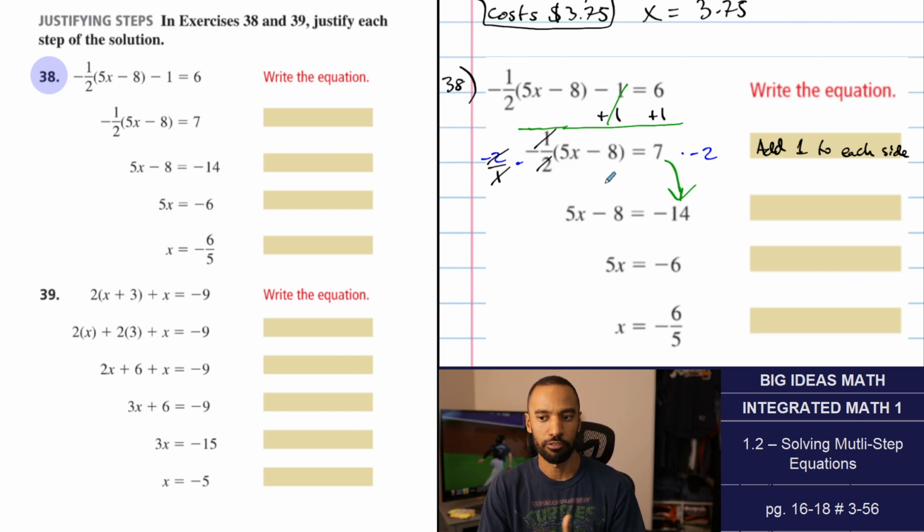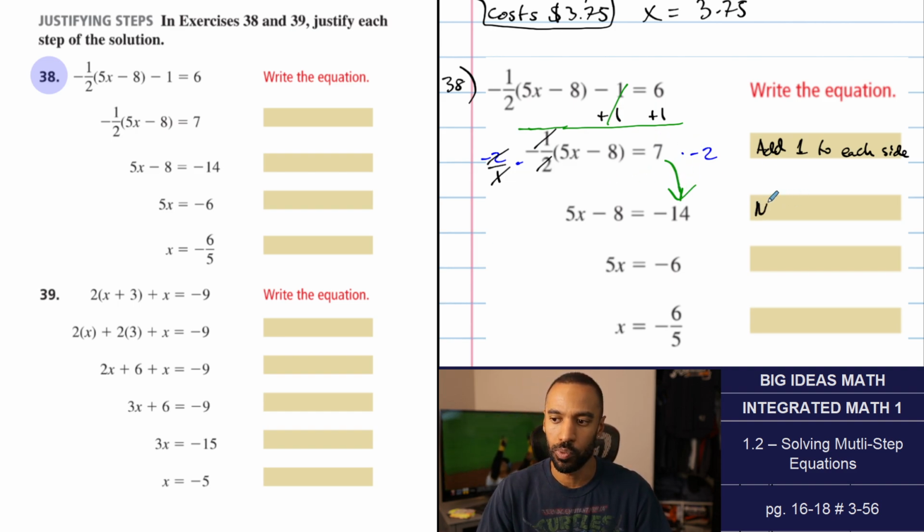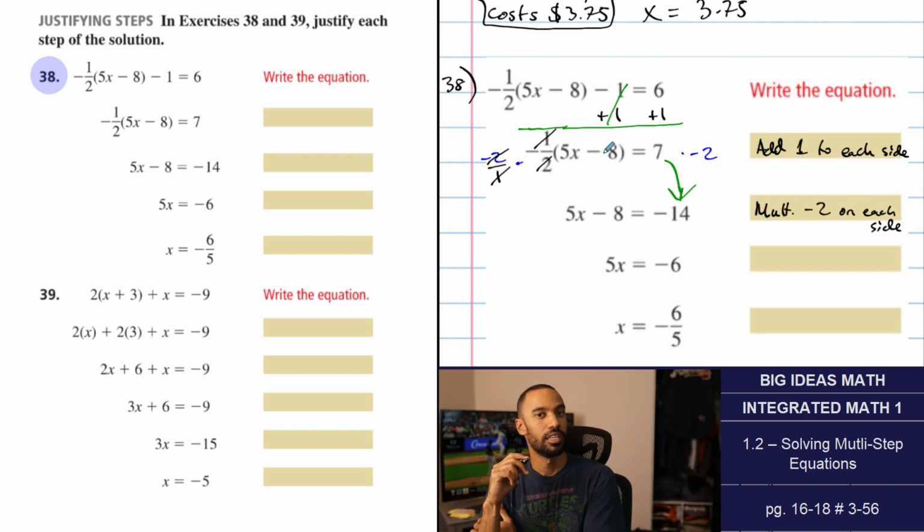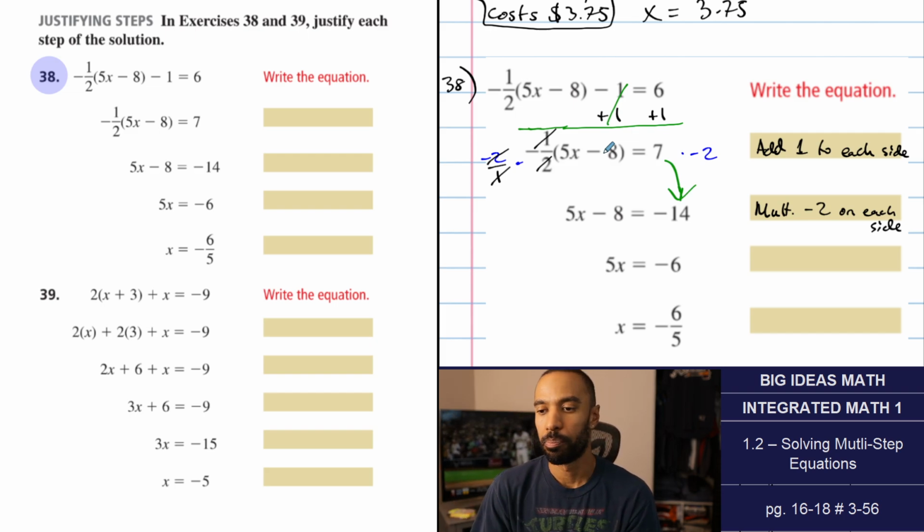7 times -2 is -14. That's where it came from. So what did we do? We multiplied -2 on each side. We busted the fraction. Now, they could have distributed the negative. That would have been ugly. It's possible, but they decided to bust the fraction. So I like that. I like the step.